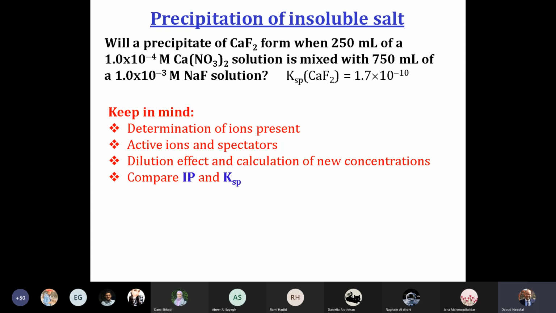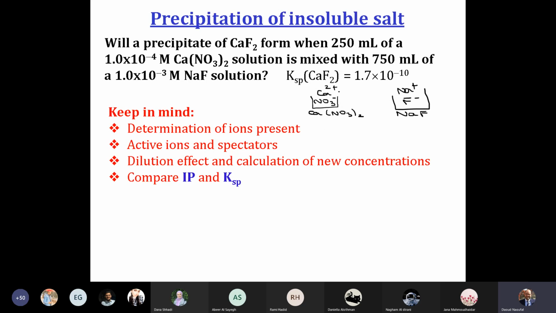So I have two beakers. The first is Ca(NO3)2, the second is NaF. So I have Ca2 plus and NO3 minus. In the second beaker, I have Na plus and F minus. So what are the possibilities?